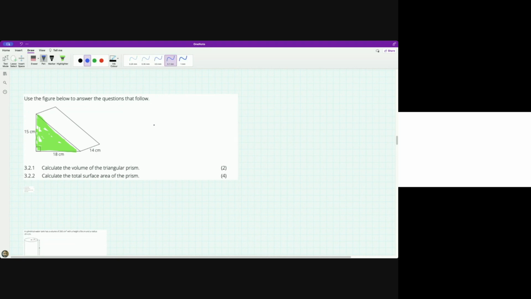Okay, so let's see. For the volume, I need the area of the triangle, so half base times height gives me the triangle in front, but then I need to multiply by 14 for how deep the triangle goes. So 0.5 times 18 times 15 times 14, and I get 1890 centimeters cubed. Anybody agree with me?